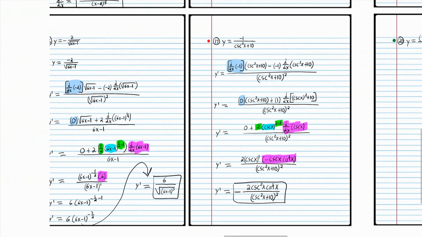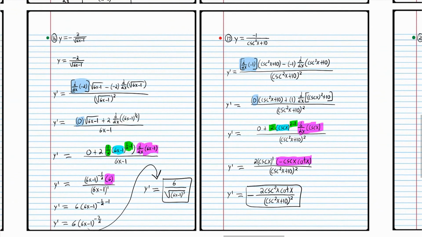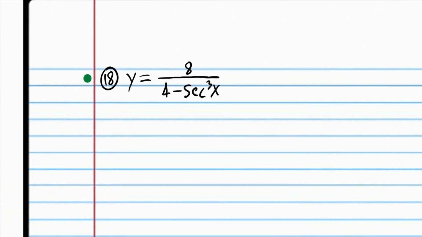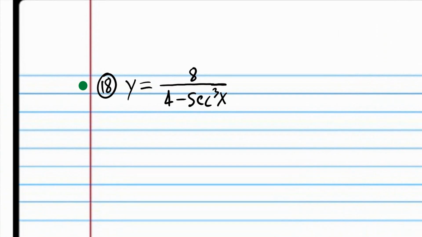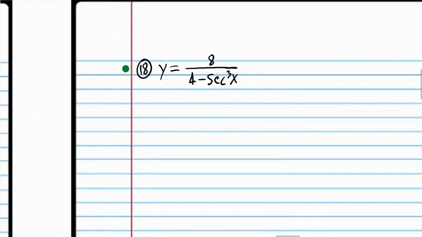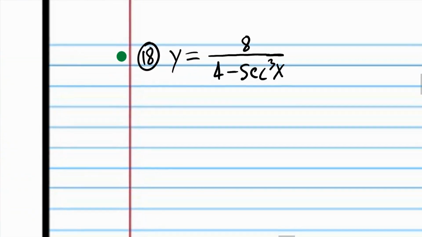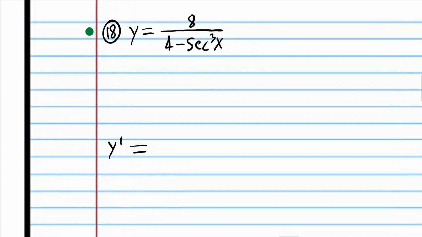So I want you to get a picture of that problem. And I want you to try number 18. So we have a quotient. We're dividing 8 by an expression, and we want to find the derivative of that. So this is going to be y prime. And of course you're going to have to use the quotient rule. Try number 18. When you come back, we'll do it together.